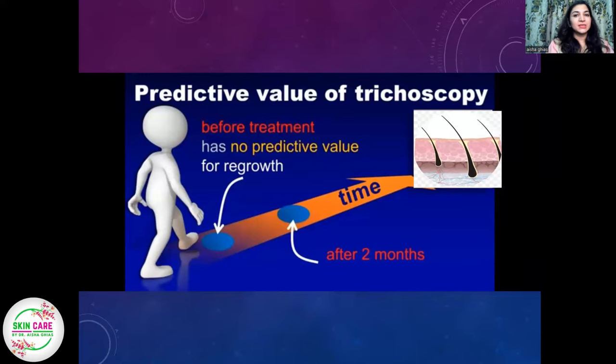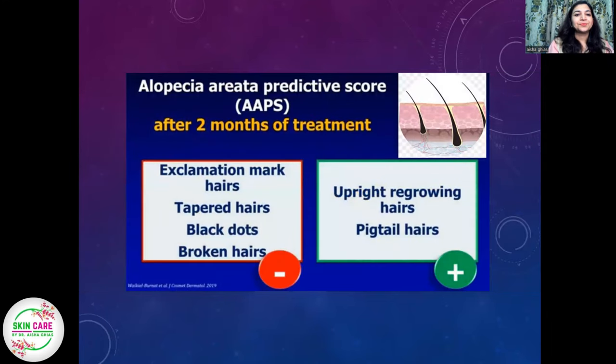And obviously, we scientists are running behind the objectiveness of our responses, clinical responses. This is the only thing that we can base our research on. So before treatment has no predictive value for regrowth. And once you calculate the scores after 2 months of treatment, you can predict this treatment is going to work or this treatment is not going to work for that patient. All right. So alopecia areata predictive scores after 2 months of treatment.